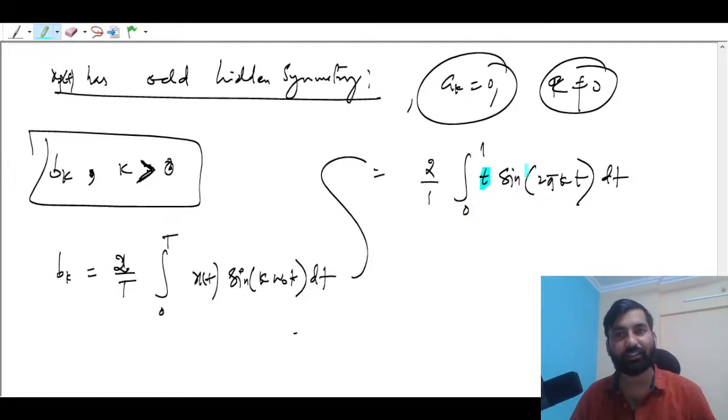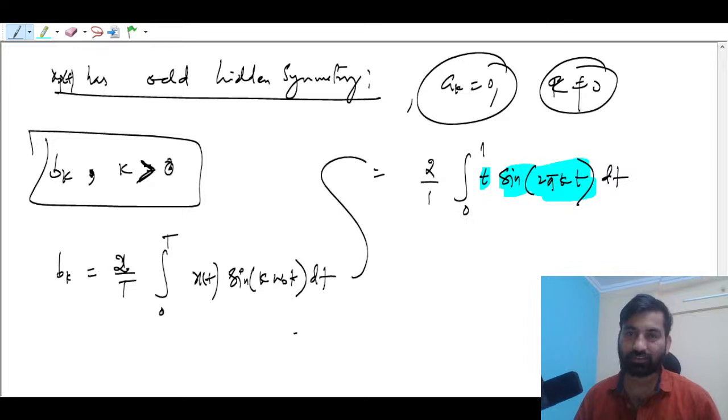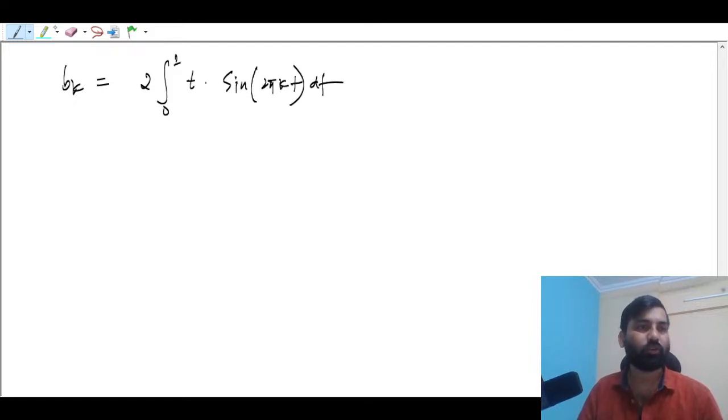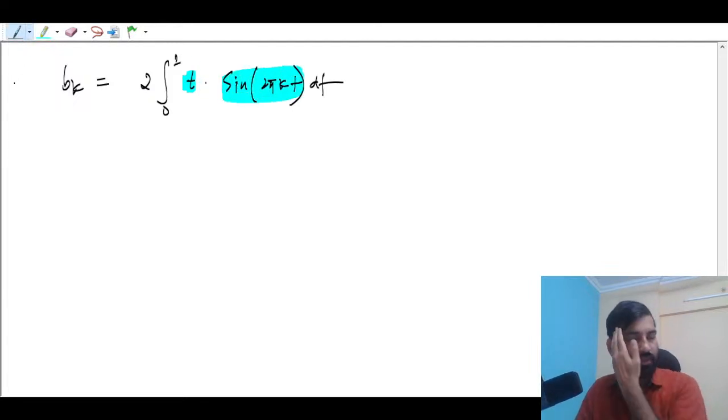Here t is also given, right? And there are two functions, t and sin 2 pi kt dt, right? Please do remember this. So I just ignored t, right? You should know that. So this is 2 times the integral from 0 to 1 of t times sin 2 pi kt dt. So you have to understand that this is your first and this is your second function. Okay? So what do you have to do? Integration, right? Okay, integration.